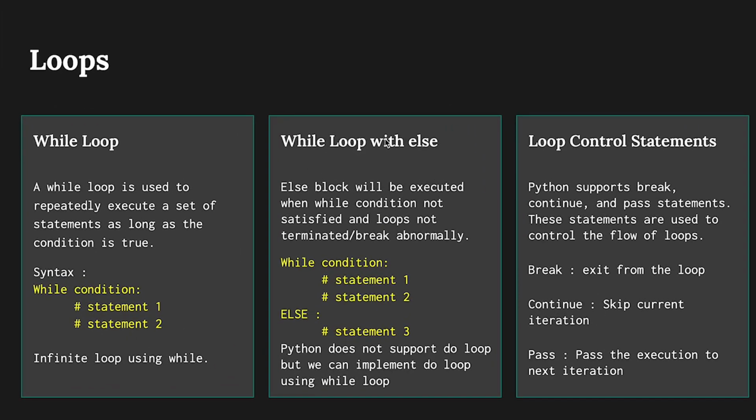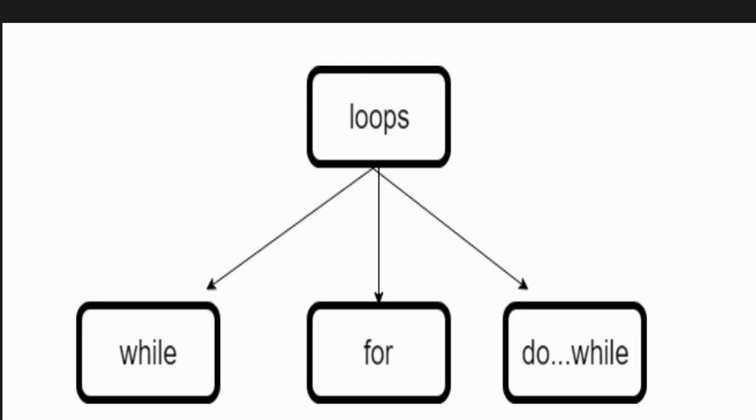In this session, we will learn about loops. Basically, Python supports two loops, for loop and while loop. Other programming languages support one additional loop, that is a do while loop. Python doesn't support a do while loop, but if we have to implement one, we can implement that with the help of a while loop.